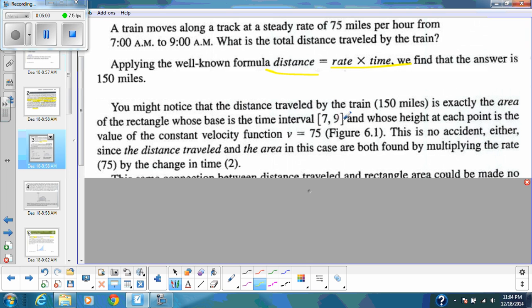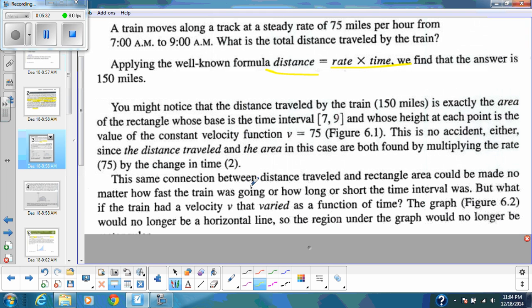So notice that the connection here is that the velocity multiplied by that change in time got to that 150 miles mark, or the position. So this is a relationship between velocity and position involving area. Well, and you know velocity is the derivative of a position function. So this same connection between distance traveled and rectangular area could be made no matter how fast the train was going or how long or short the time interval was.